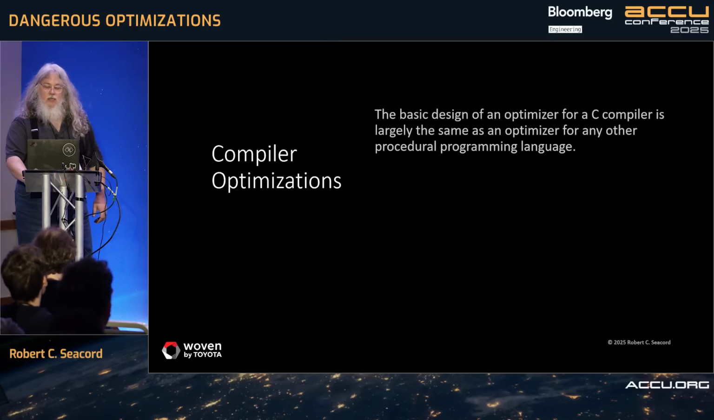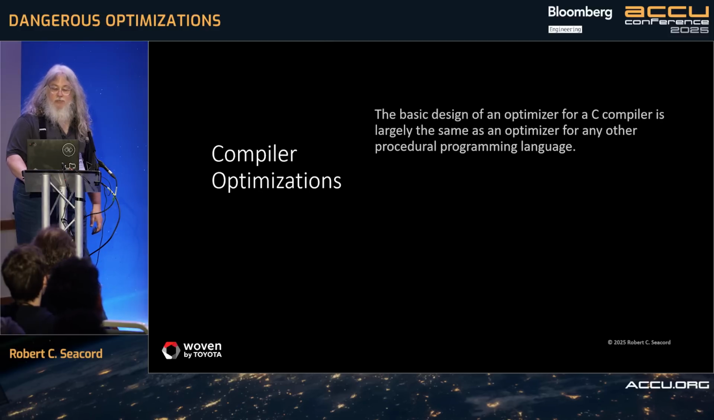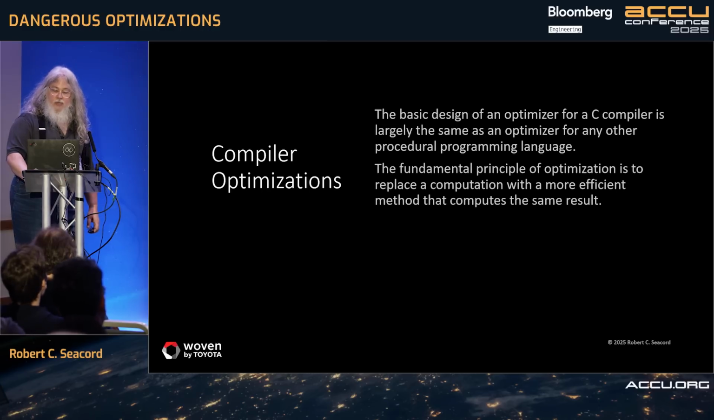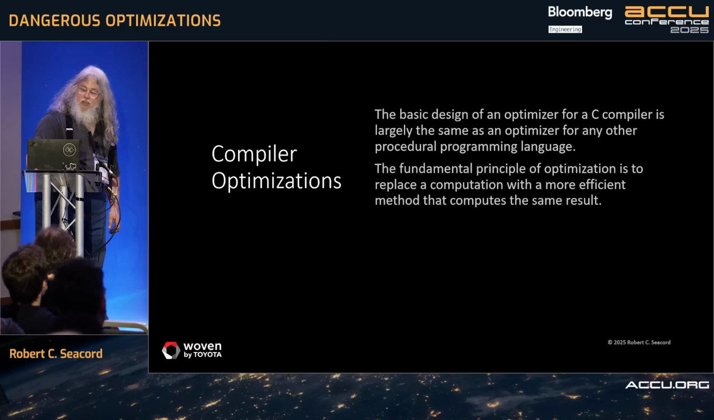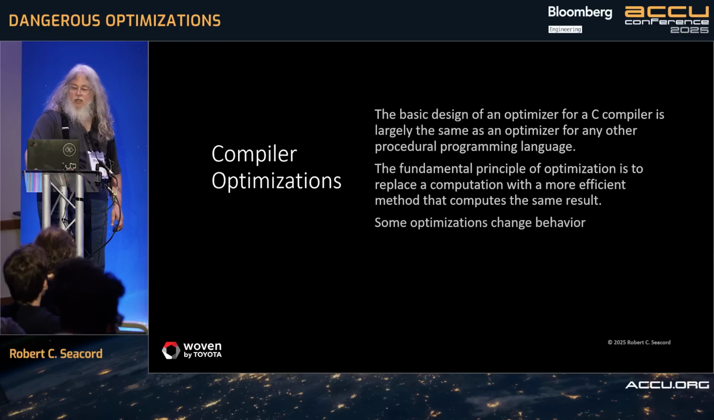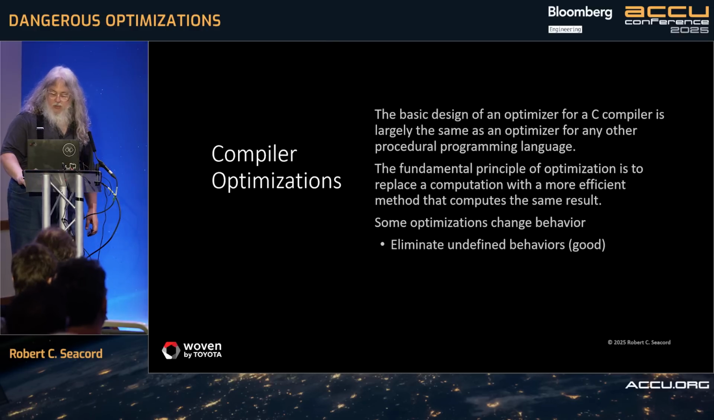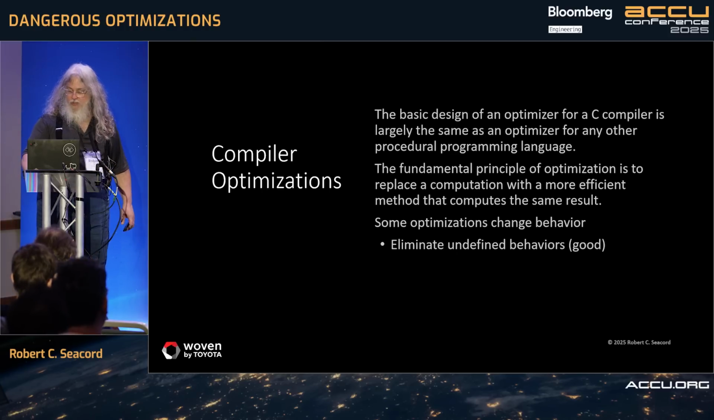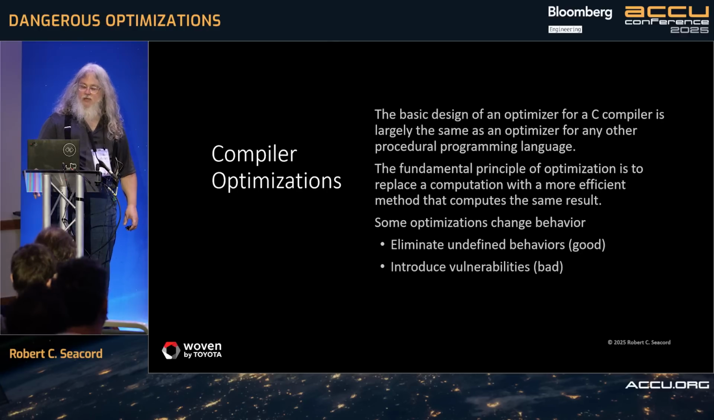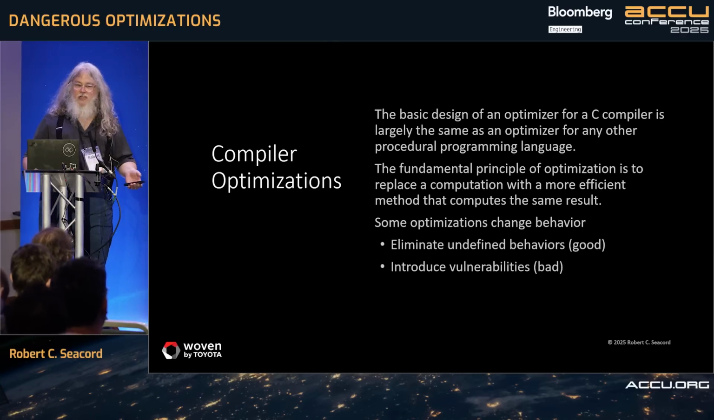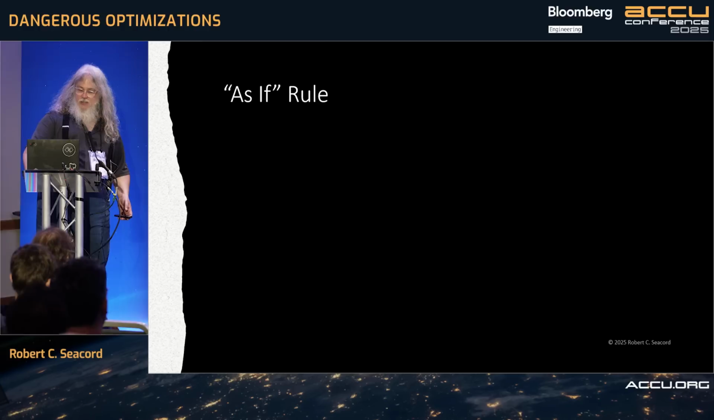So the basic design of an optimizer for a C or C++ compiler is really the same as for any other language. The fundamental principle is to replace a computation with a more efficient method that computes the same result. Some optimizations change behavior, and this is hopefully the dumbest thing I'm going to say in this talk: sometimes optimizations will actually eliminate undefined behavior. Those are the good ones. And sometimes optimizations will introduce vulnerabilities, and those are the bad ones.